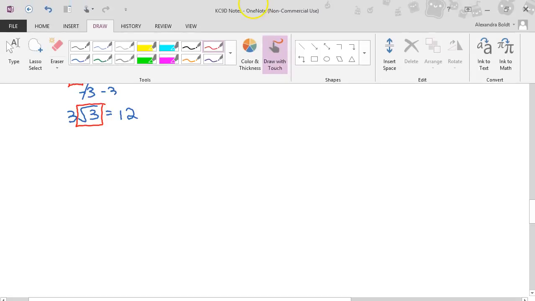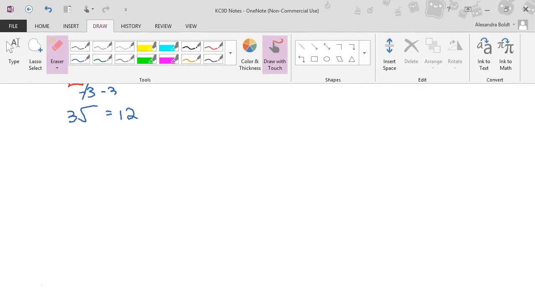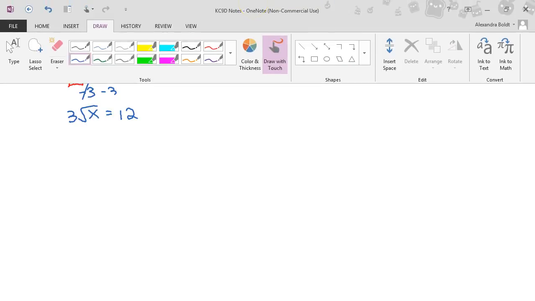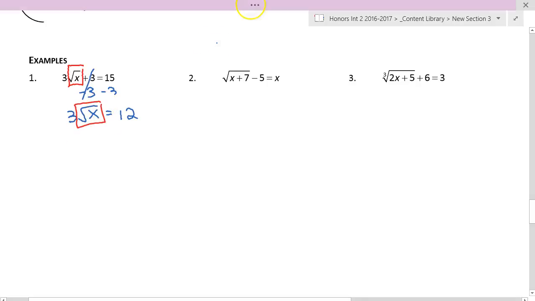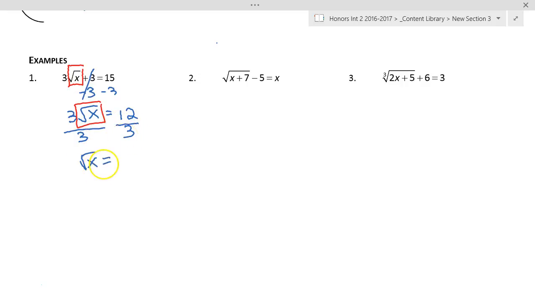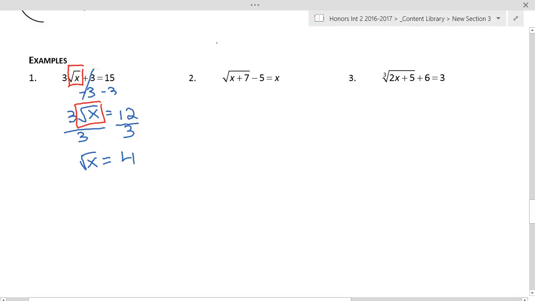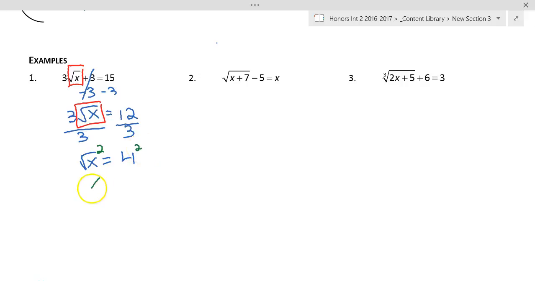Sorry, I don't know why I put it together there. That should be an x. Makes no sense. Sorry, that should be 3 root x. I'm still getting this root x by itself. So I want to divide by 3. So then the root x equals 4. And then my last step is to raise to the power. This is a square root, so I'm going to square it. So x equals 4 squared, which is 16.